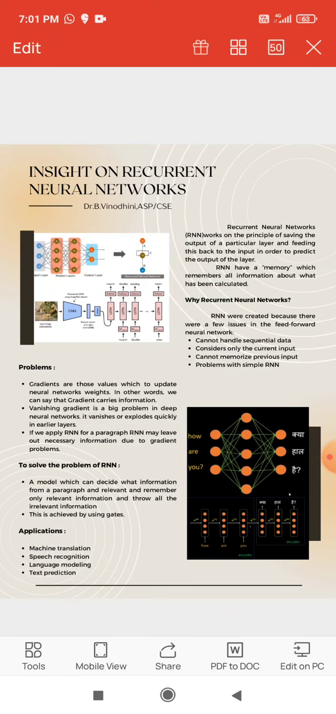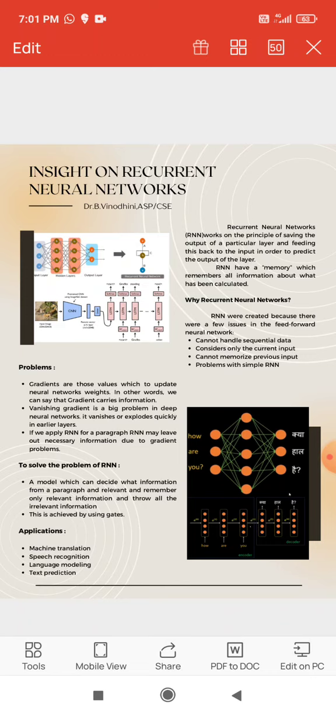In the LSTM, long short term memory, we are using three types of gates. In the gated recurrent unit we are using two types of gates, the update gate and the reset gate. So to solve the problem we are using LSTM and GRU variants of the RNN.